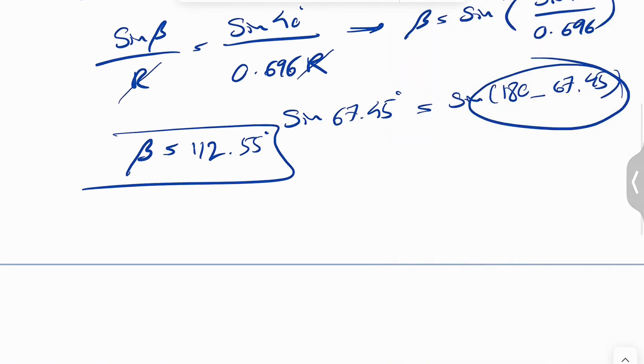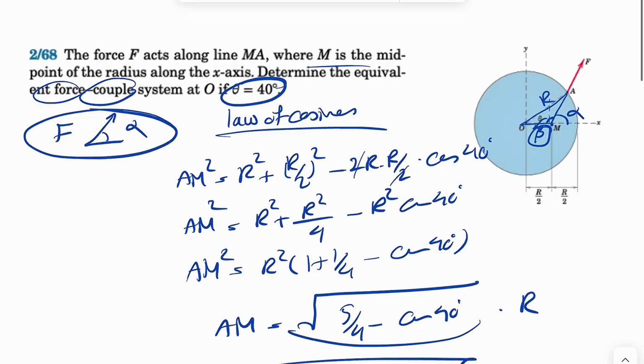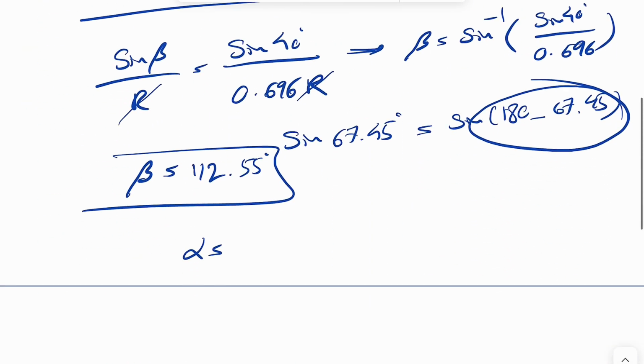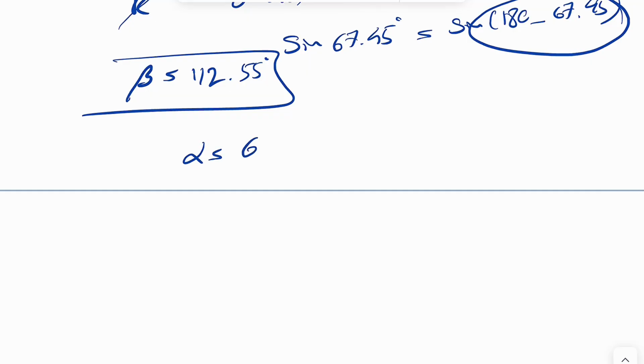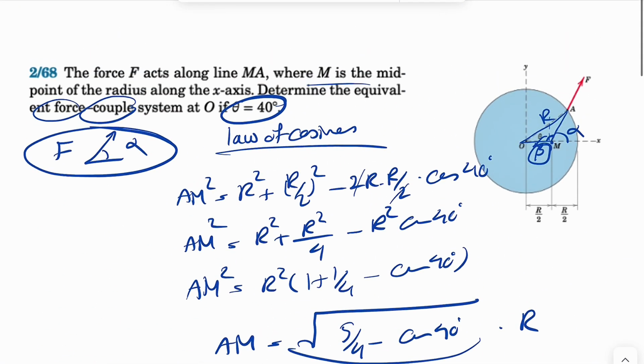Now we can find alpha. Obviously, alpha would be 180 minus this, because we figured that alpha plus beta is 180. So the 67 that we found in here would be our alpha. Now we have the angle for the F. This is actually 67.45 degrees. And now we have to find the moment.